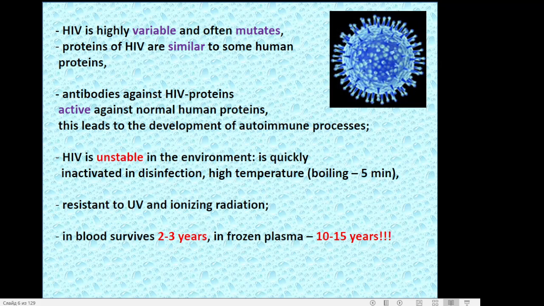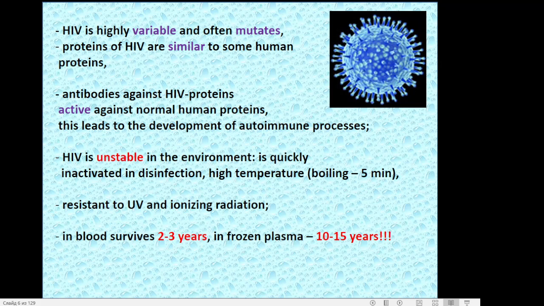Antibodies against HIV proteins are also active against normal human proteins. This leads to the development of an autoimmune process. Second, the proteins of the virus change over time in one human, and every time our immune system must synthesize new antibodies for the changed virus, so immune responses stay practically ineffective. If you remember how we check for the presence of HIV, usually for screening we use antibodies and antibody levels, and the presence of antibodies to HIV is practically one of the main indicators for making the diagnosis.